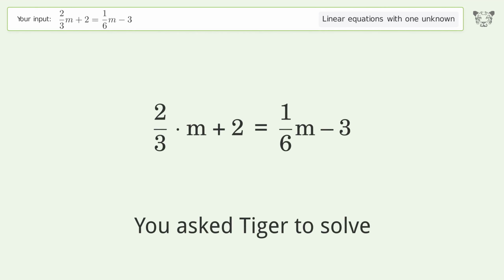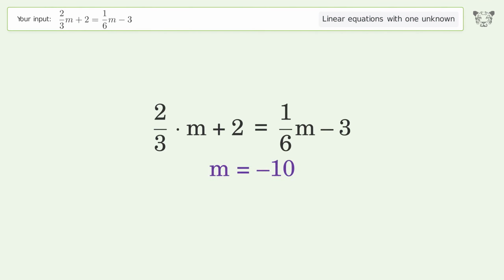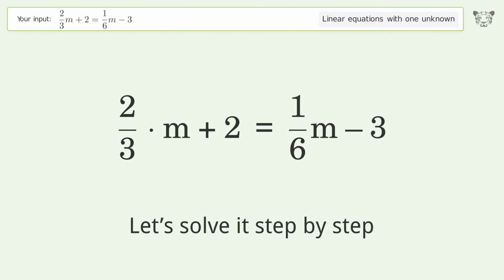You ask Tiger to solve. This deals with linear equations with one unknown. The final result is m equals -10. Let's solve it step by step.